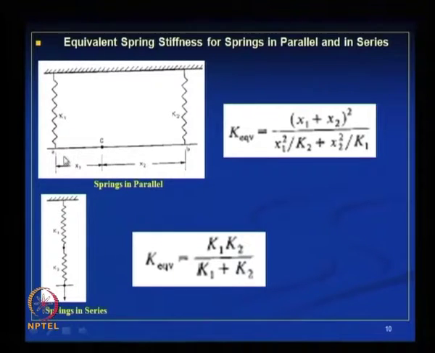That point C is at a distance of x 1 from spring k 1 and at a distance of x 2 from spring k 2, then the equivalent spring constant comes out by this expression, which we have derived in the previous lecture. When springs are connected in series like this, the equivalent spring constant can be expressed by this expression. So, that was what we covered till the last lecture.